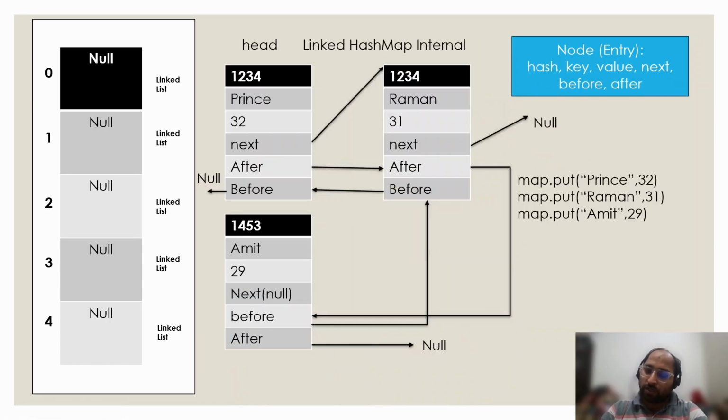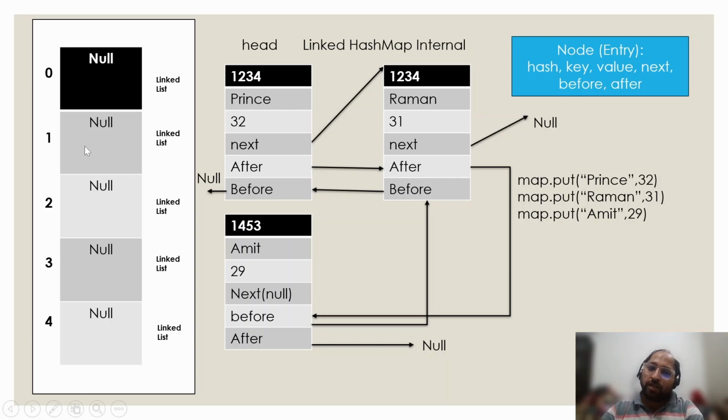Now let us try to understand how linked hash map internally works. So I have replicated the same scenario here. I have created a linked hash map of size 5, and I am trying to add 3 entries one by one. So this is the first entry, as in the case of hash map, Prince comma 32. When we are adding Prince, let us say hash code 1234 got calculated, and because of 1234 again the index 1 is calculated, let us say.